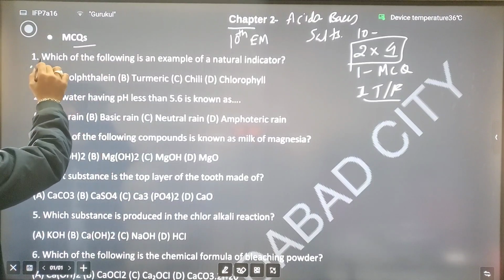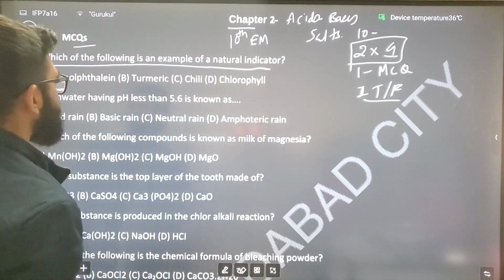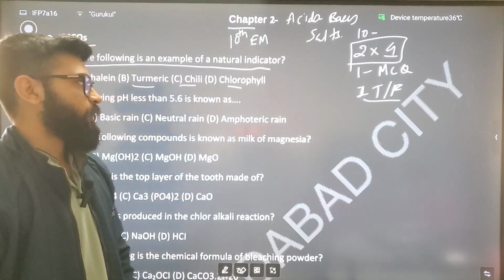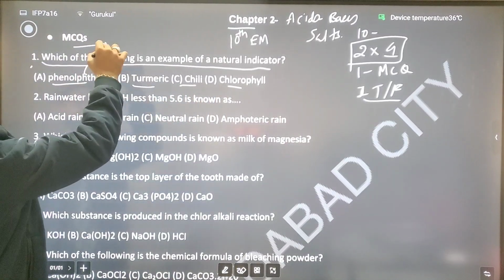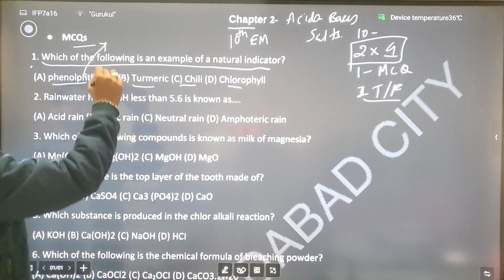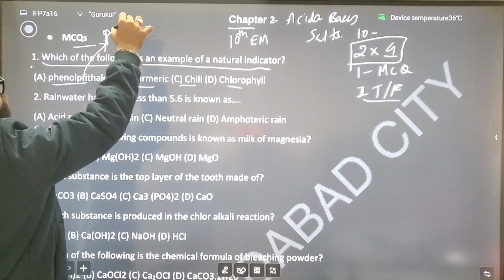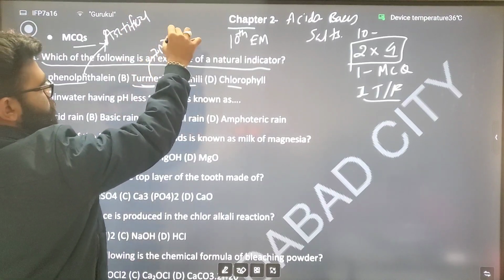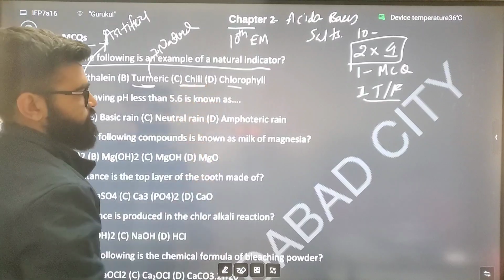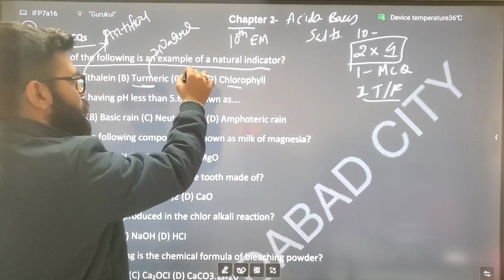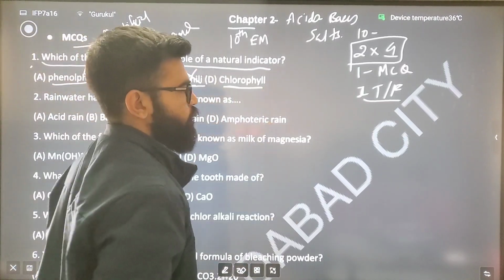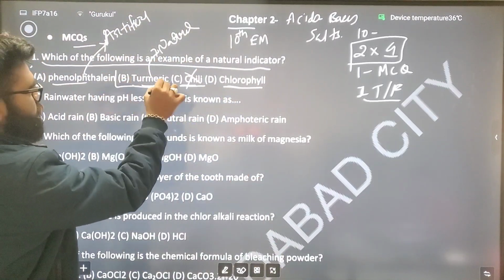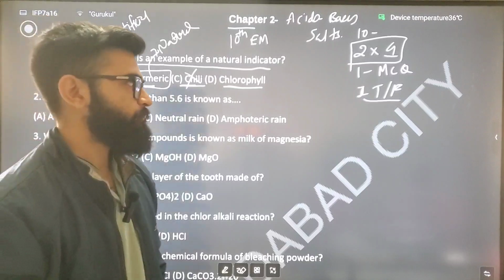MCQs, the first one: which of the following is an example of a natural indicator? Phenolphthalein, turmeric, chili or chlorophyll. Phenolphthalein is an artificial indicator. Turmeric is a natural indicator. Chili is not in the syllabus, so definitely chili will not be the answer. The function of chlorophyll is to absorb sunlight, so chlorophyll will not be the answer. So the answer is turmeric, B, which is a natural indicator.